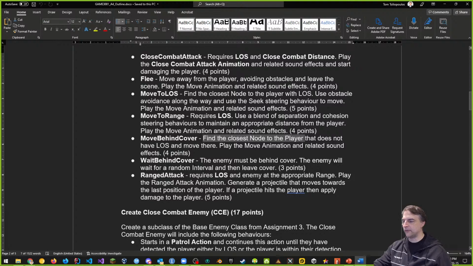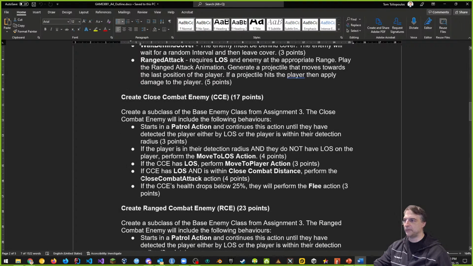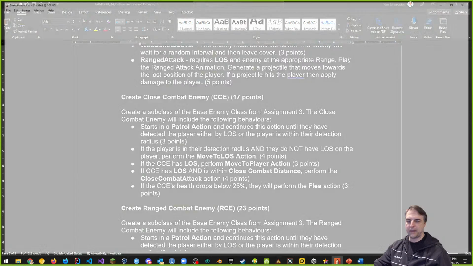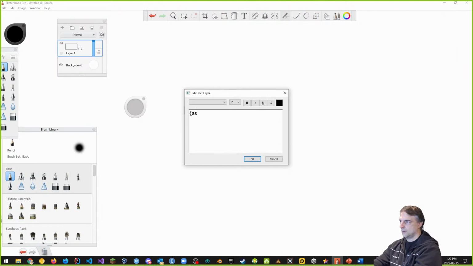Wait behind cover, that is an action that we're going to take. So let's take a look at the close combat enemy loadout. It starts in patrol action. Let's map this out as a state machine, and we'll see how we can do this. Let's start off with our little box. This is the patrol action. So we're in patrol. There we go, patrol.